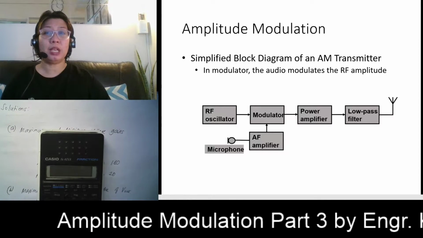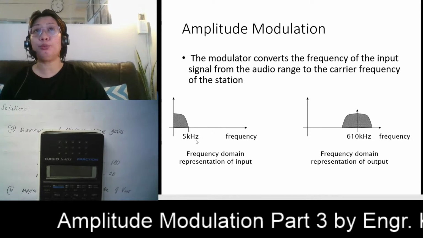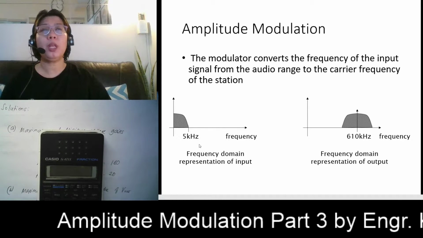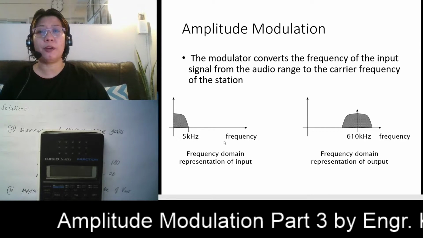So what does the modulator do? The modulator converts the frequency of the input signal from the audio range. Your audio range in this figure is from 0 to 5 kilohertz. This is our modulating signal, our intelligence signal that we want to transmit. However, this frequency is too low for long distance transmission. So what do we do? One purpose of your modulator is to convert this frequency to the carrier frequency of a certain station.